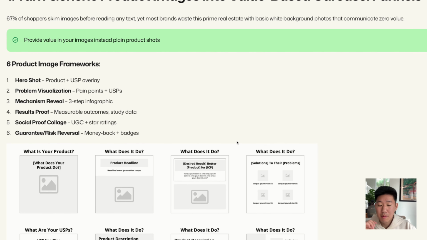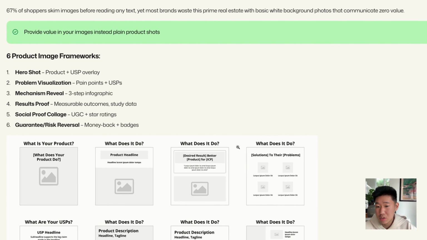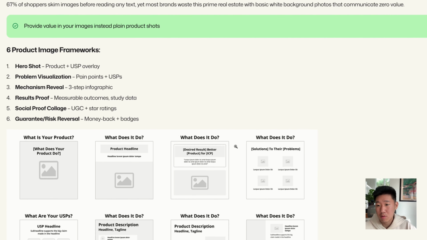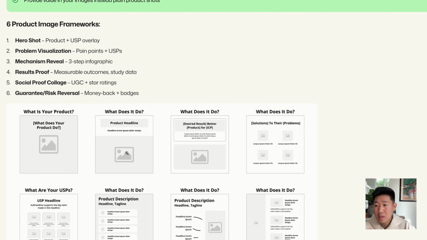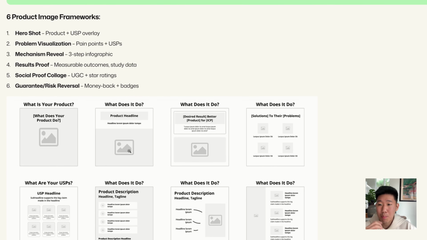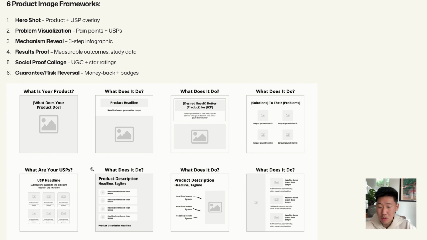And here are 6 basic frameworks you can follow to help you do this for your brand. Number 1 is the hero shot, which is just introducing what your product is and what it does. Here are some examples, some templates that you can follow to help you strategize this and actually accomplish this yourself. Number 2 is the problem visualization. And this is just going to go over your pain points and your USPs. So again, answering what it does and exactly what your ideal customer is looking for.